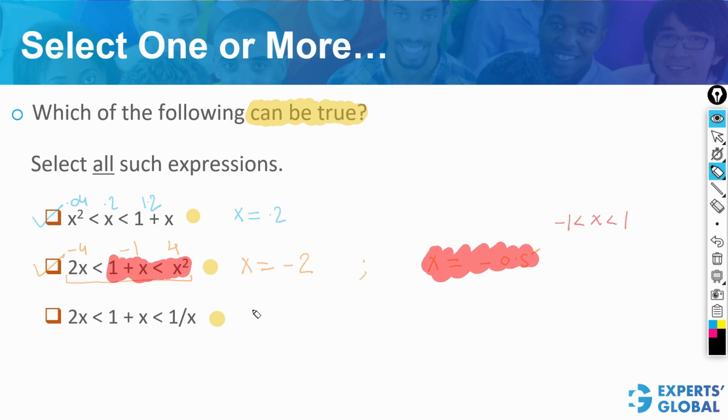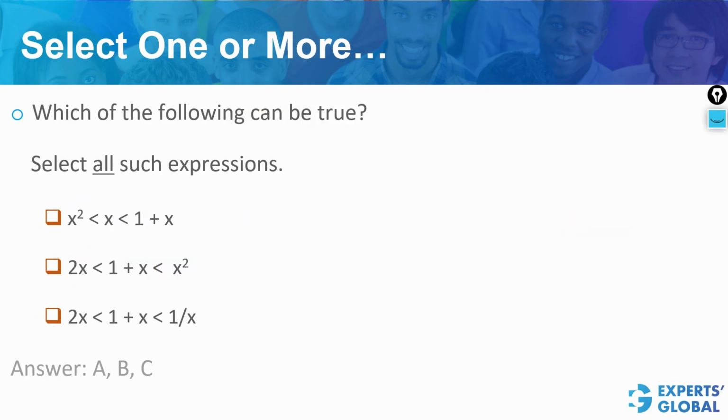The third expression can hold for a small positive value of x, such as x equals 0.1. You will notice that for such a value of x, 2x is 0.2, 1 plus x is 1.1, whereas 1 by x is 10. Therefore, even the third expression should be selected. Correct answer is A, B, and C. Difficulty level medium. Let us now raise the difficulty further.